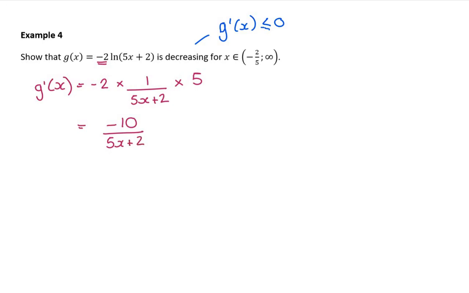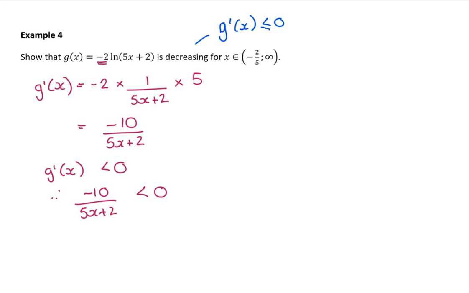Now, we're trying to show that it's decreasing. So my derivative would have to be less than or equal to 0. So therefore, negative 10 over 5x + 2 would have to be, now I'm going to say less than 0 and not equal to 0, and I'll tell you why. This can never equal 0, because negative 10 is the numerator. The denominator can't possibly equal 0. It's not allowed to be, and negative 10 isn't 0. So this gradient can never equal 0.